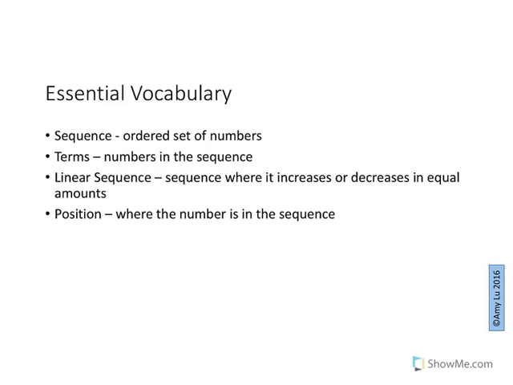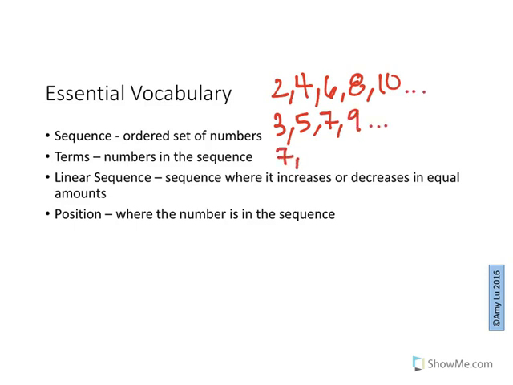So here's a few key vocabulary words that you need to understand. A sequence is basically an ordered set of numbers. So for example, you have 2, 4, 6, 8, 10. Maybe you have 3, 5, 7, 9. Maybe you have 7, 6, 5, 4, 3. So a sequence is when you have numbers that go in a certain order and follow the same pattern each time it goes up.